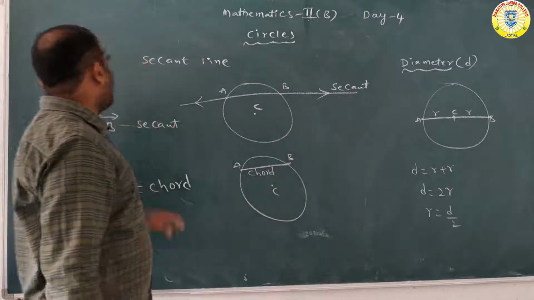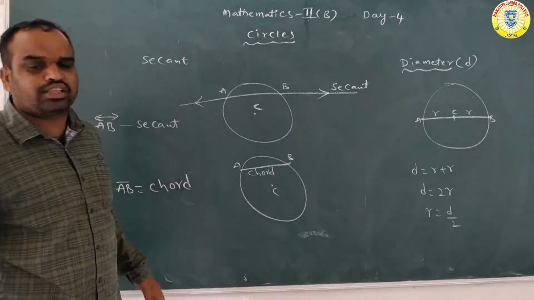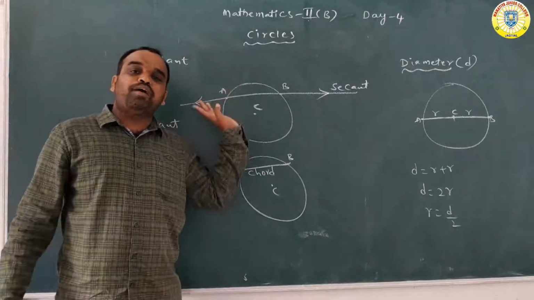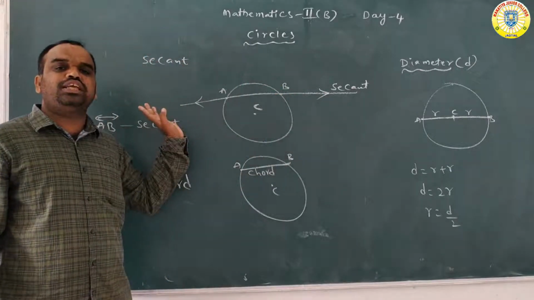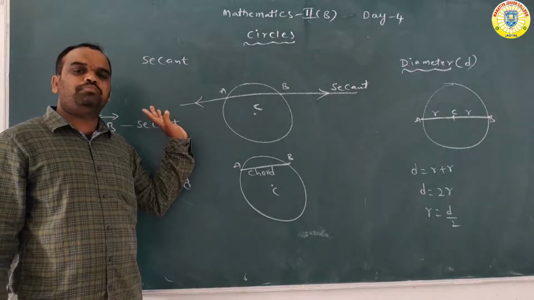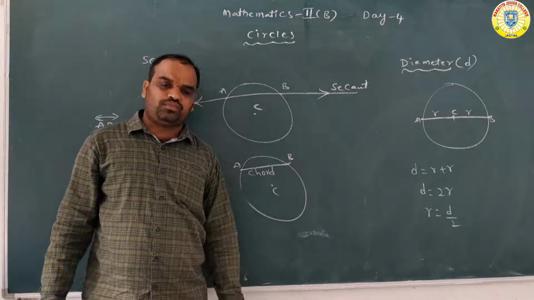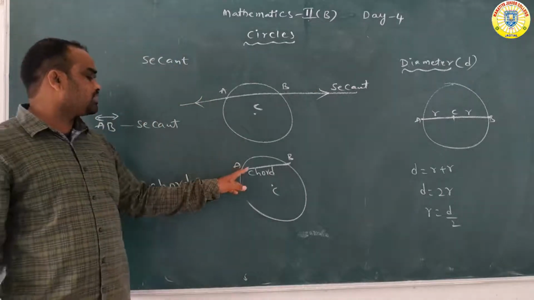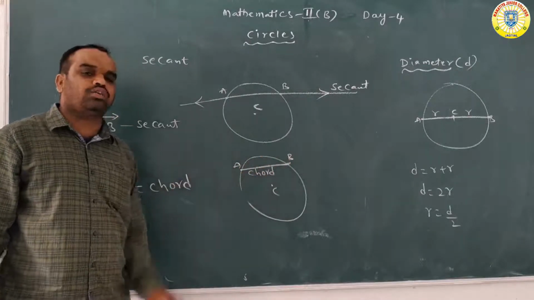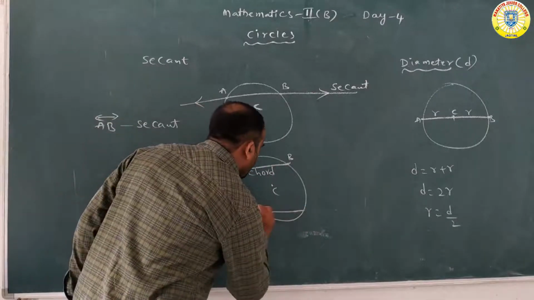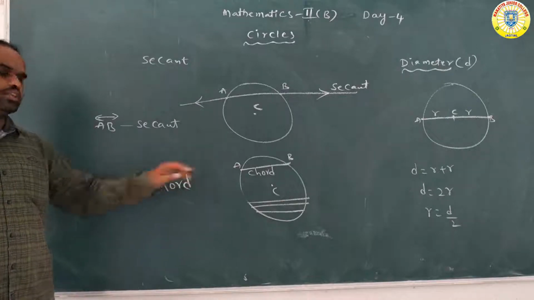Observe this one. What is a secant? A line that passes through two points on the circle is called a secant. The line segment joining the two points A and B is called a chord. In the circle, infinite chords are possible. The line segment AB is nothing but a chord.